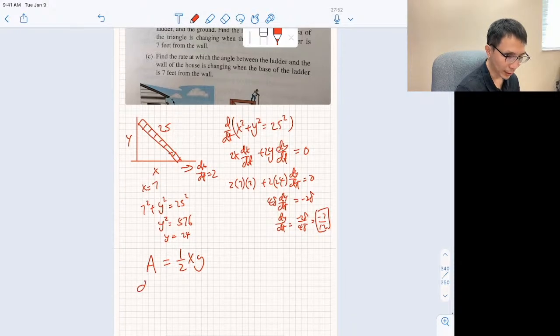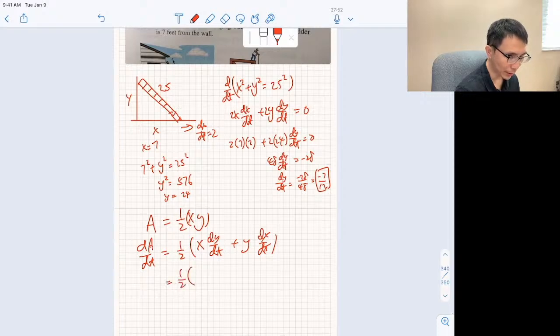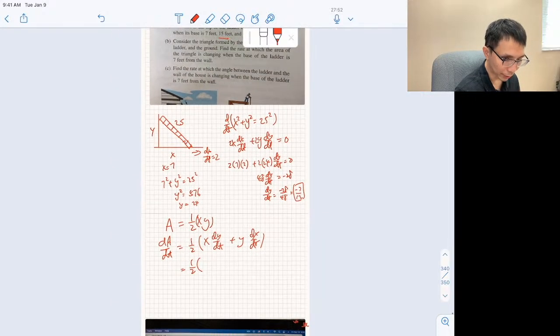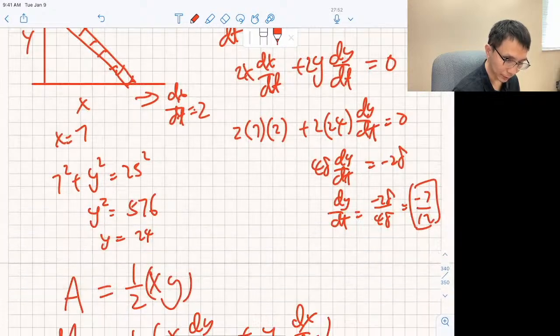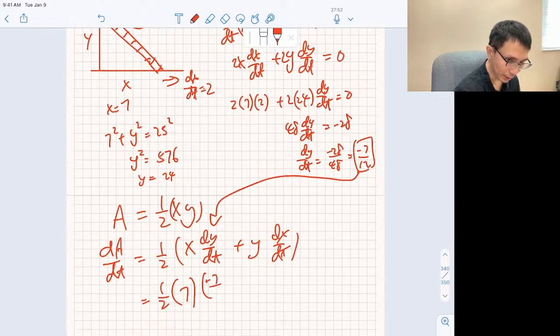Yeah. So dA/dt, just like what we did yesterday on question 3, is going to be x dy/dt plus y dx/dt. So there's a product rule because those are two variables. And then once you're done, it's going to be 1/2 times, well, we know this is 7. We know dy/dt, which we already have, which is nice. dy/dt we can install from here, which we know is the same.